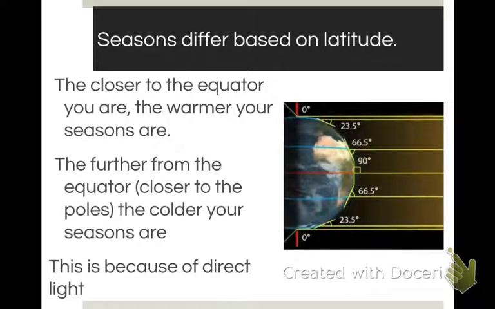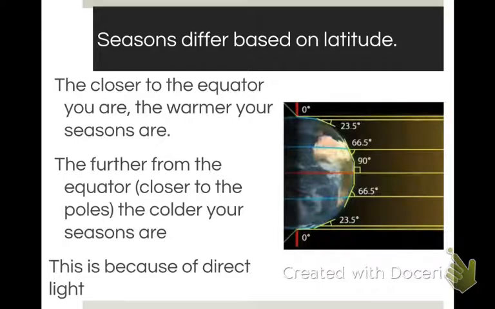The closer to the equator, the warmer you are. That's why in November we could go to the Bahamas and it's still 80 degrees, okay? It's going to feel like summer the entire time near the equator. The further from the equator you are, the colder it gets. So the further from the equator you go, the closer to the North and South Pole you are. And that's when it gets colder.